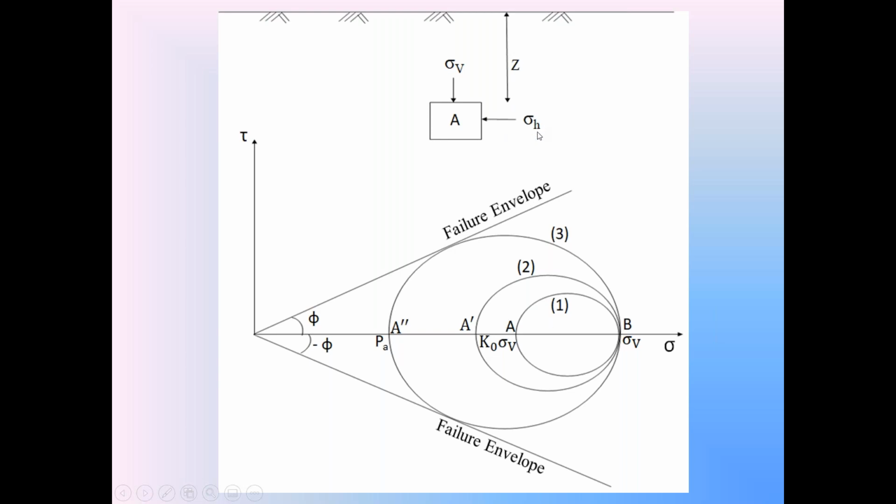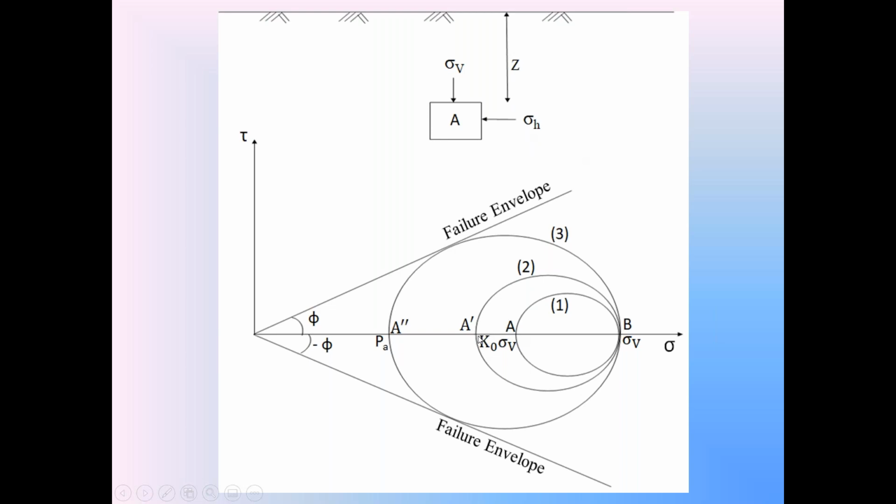So when sigma h decreases, sigma h is represented by point A. Point B represents the sigma V. Point A represents the sigma h. When sigma h decreases, point A is moving towards the left side. At the beginning of the active condition, sigma h slightly decreases. So point A comes to point A dash, slightly decreased.